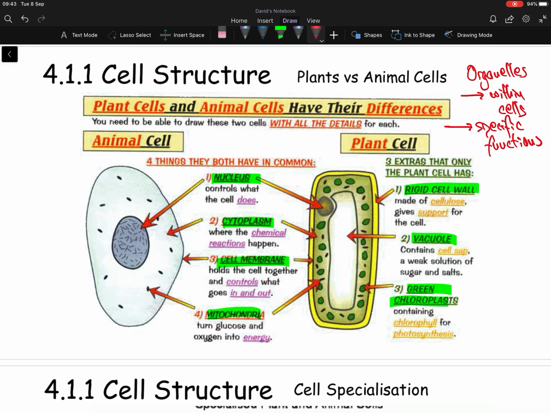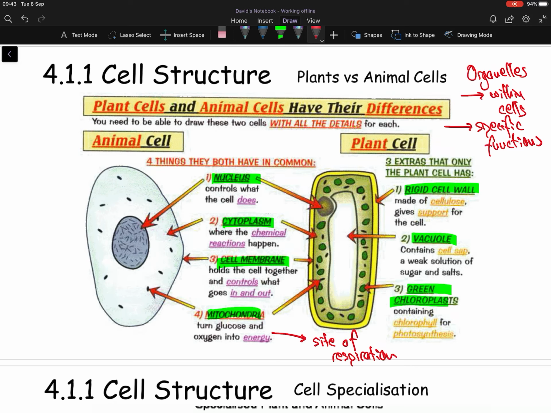You've got the cytoplasm, where chemical reactions happen. You've got the cell membrane, which holds the cell together and controls what goes in and out of the cell. Mitochondria turn glucose and oxygen into energy. And if you remember, this is the site of respiration. So it's where respiration occurs.